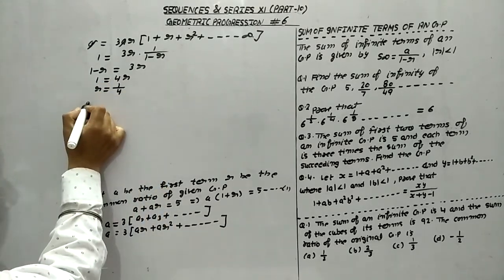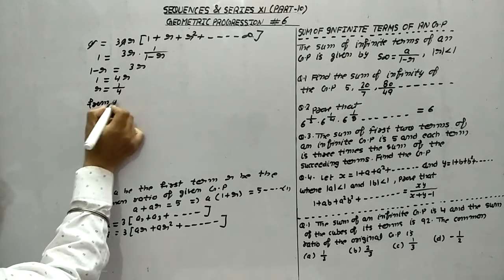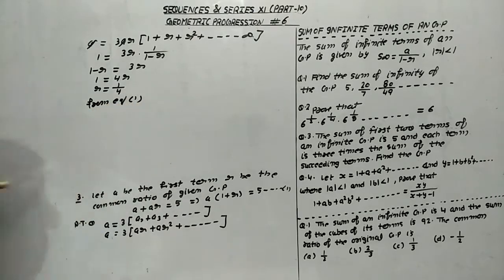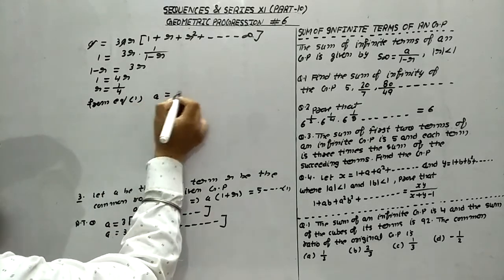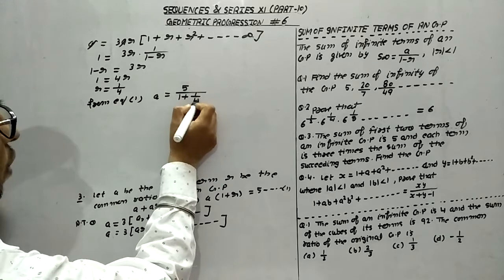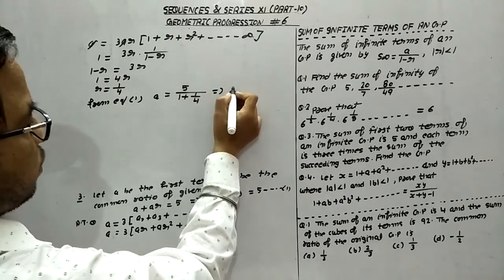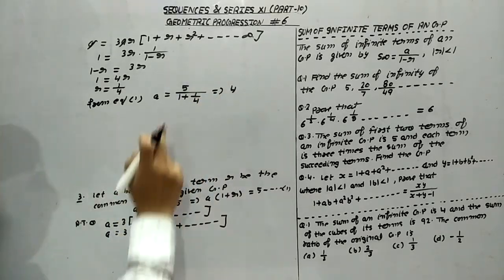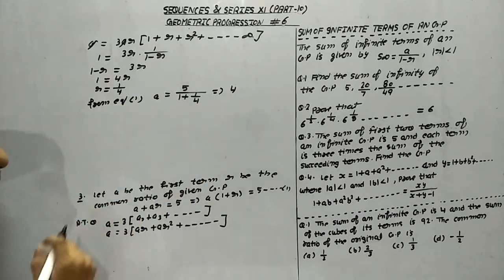Now, from equation 1, what are we observing? From equation 1, we have A into 1 plus R is equal to 5. It means A is equal to 5 upon 1 plus R, that is 5 upon 1 plus 1 upon 4. It means A is equal to 4 only, because we take the LCM and 5 cancels out.